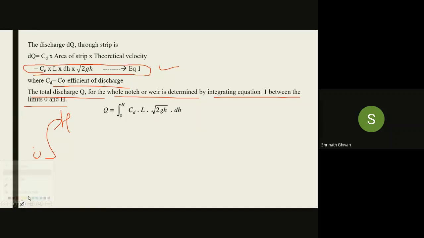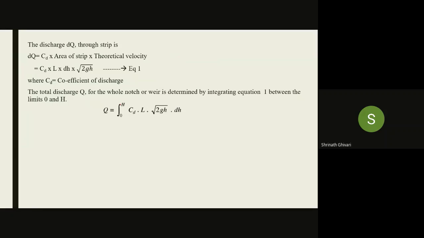So I have to integrate the expression now. Q equals the integration from 0 to H of Cd into L into square root of 2gh into dh. Can anyone just try it and tell me what is the answer for discharge? Cd will remain constant. L will also remain constant because once the notch is done, you cannot change the length. Square root of 2g will remain constant because 2 is constant, g is constant. You take everything out: Cd, L, square root of 2g you take outside.